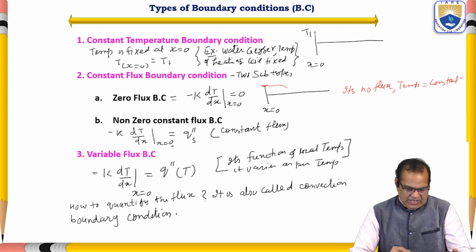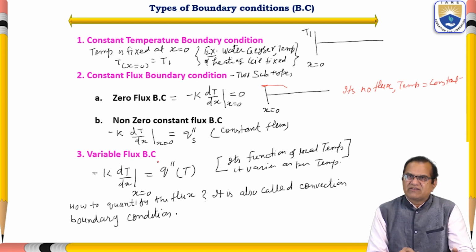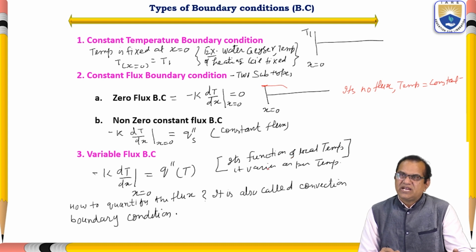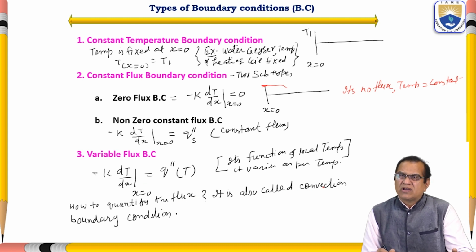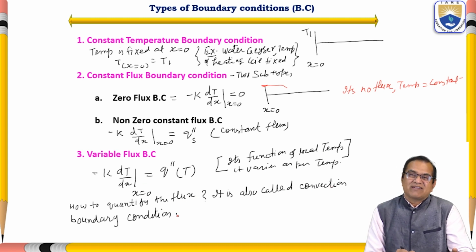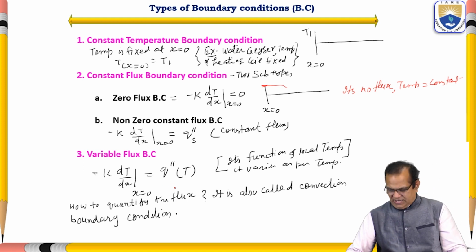The third one is the variable flux boundary condition. Here minus k dT by dx at x is equal to 0 is equal to q double prime at T, meaning it varies with respect to the temperature. It is a function of the local temperature, varying as per the temperature. So how to quantify the flux? It is also called the convection boundary condition.